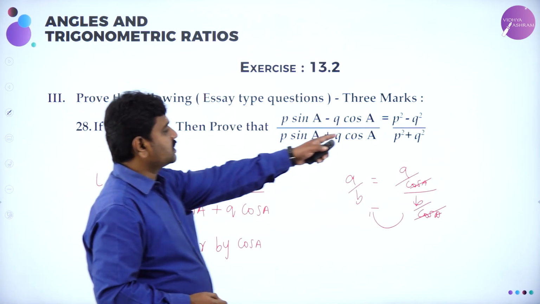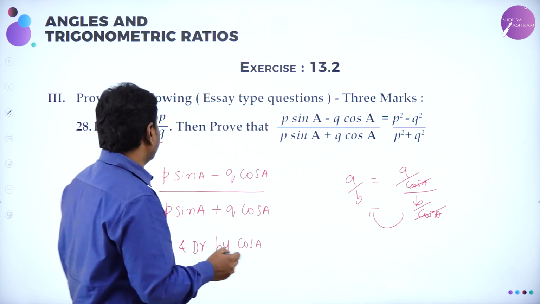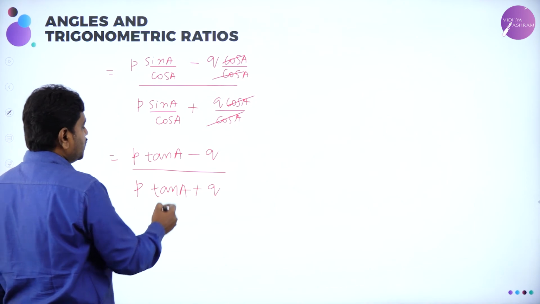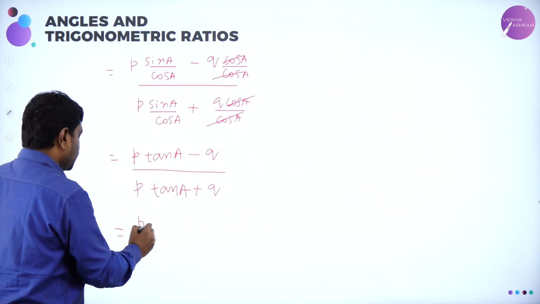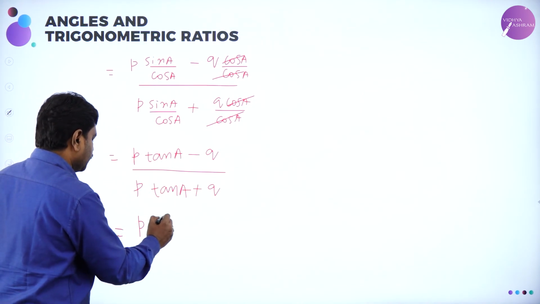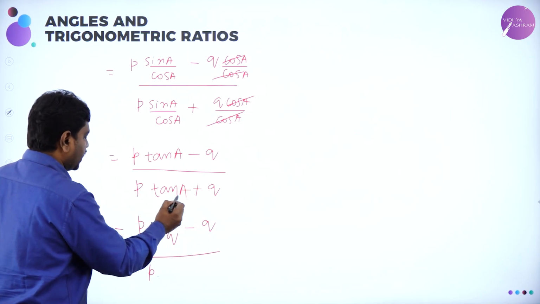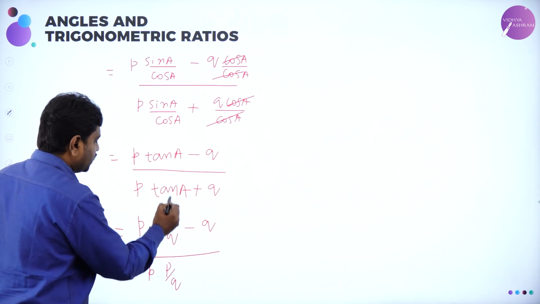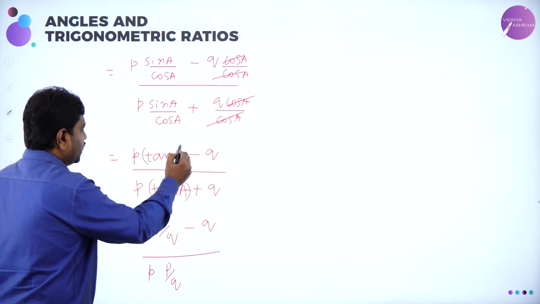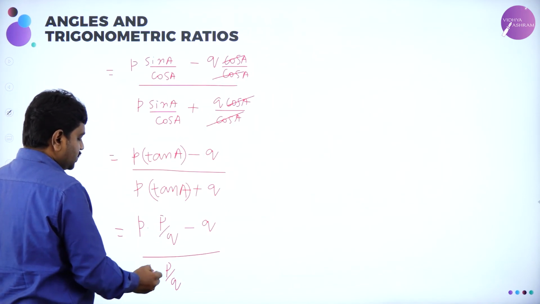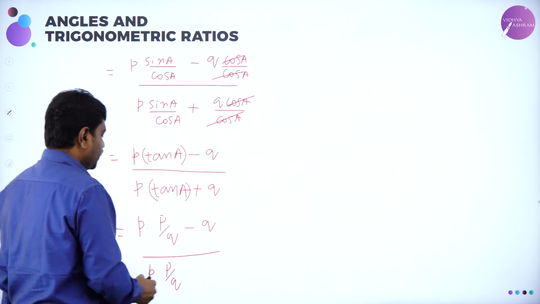But if you observe, RHS is in terms of p and q. They gave a hint. What is tan a? P by q. In the place of tan a, substitute p by q. Then p into tan a is p by q, minus q, divided by p into tan a, p by q, plus q. Tan a is p by q, they gave the tan a value, and I am substituting it. Now simplify this.